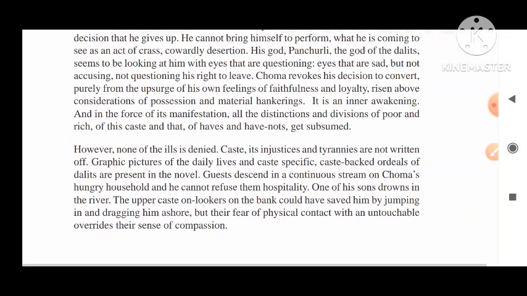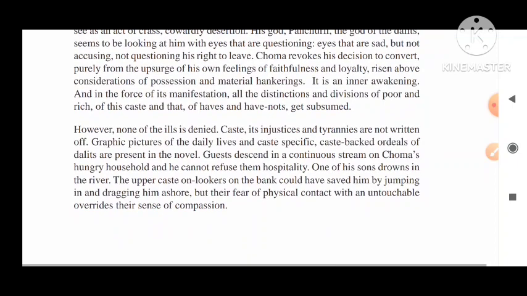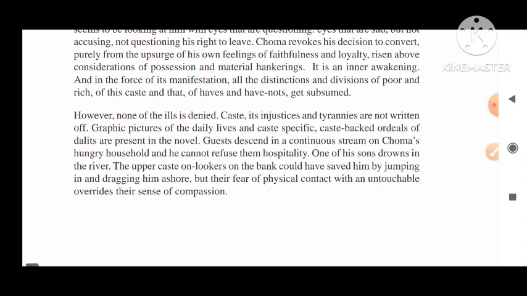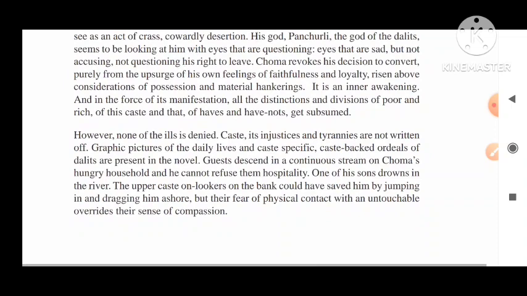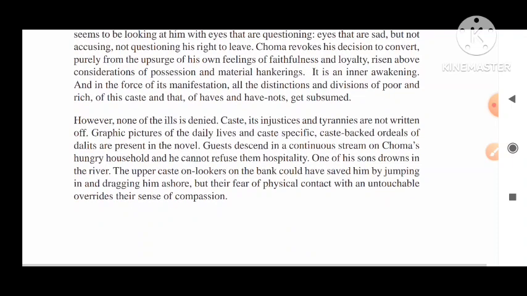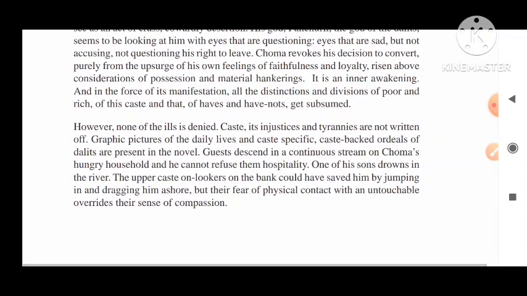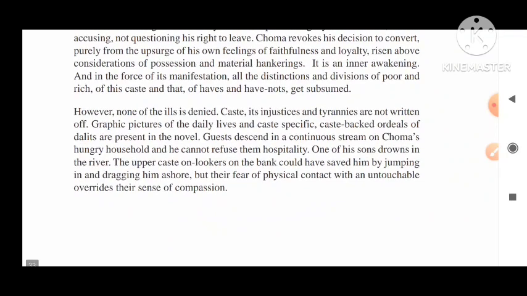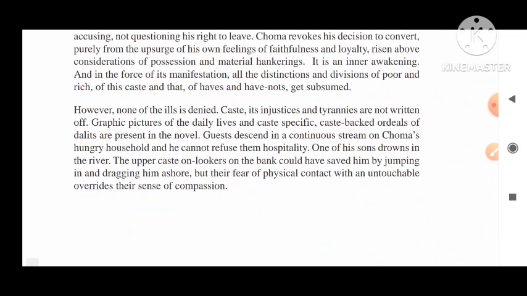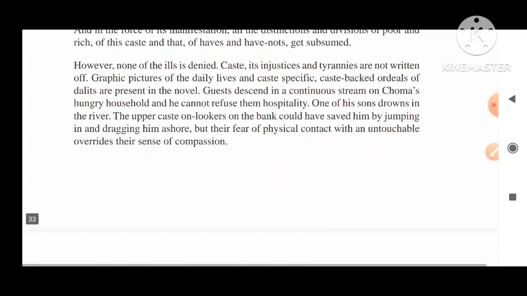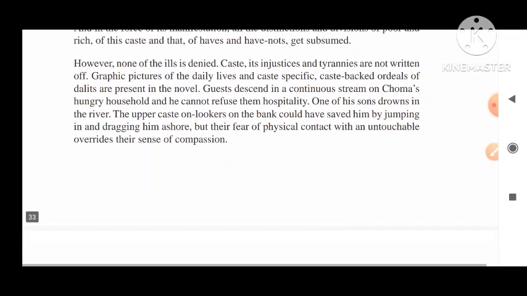Choma revokes his decision to convert purely from the upsurge of his own feelings of faithfulness and loyalty, risen above consideration of possession and material hankerings. It is an inner awakening, and in the force of its manifestation, all the distinctions and divisions of poor and rich, of this caste and that, of haves and have-nots, get subsumed. However, none of the ills is denied.